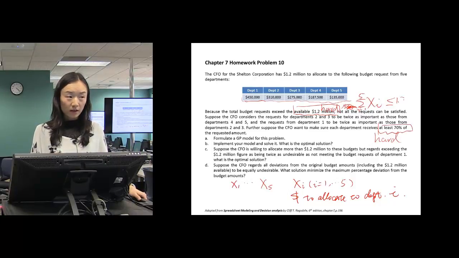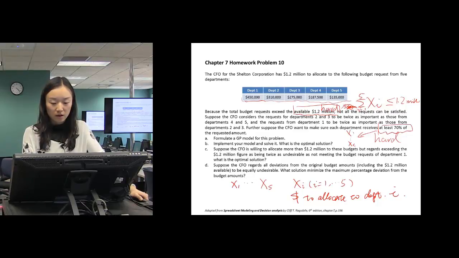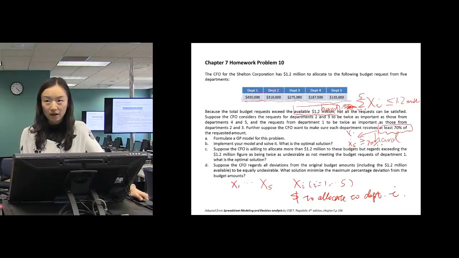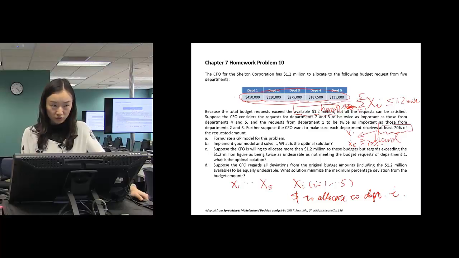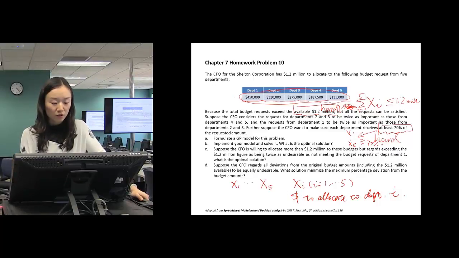Okay, and we also mentioned that there will be another hard constraint. At least 70% of the required amount should be met. So that means another 5 constraints here. Okay, so that's xi greater than or equal to 70% times the required amount. Okay, I won't write that. Actually, I'm going to ask you guys to post your solution to the Moodle forum later, same as all the online students. Okay, so that's a hard constraint.